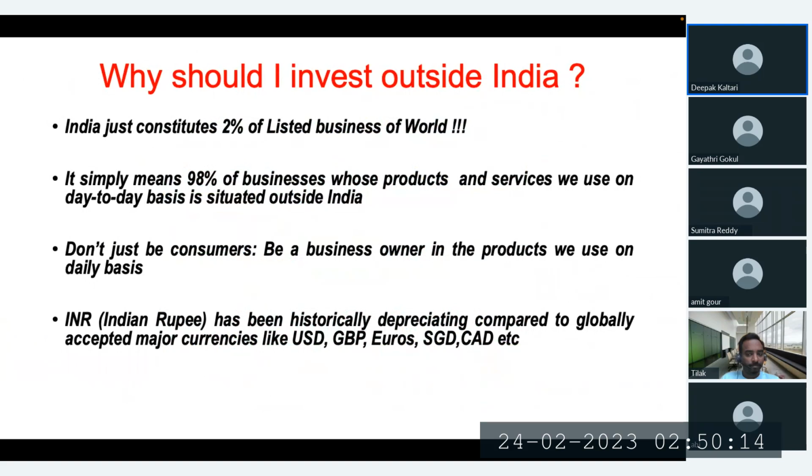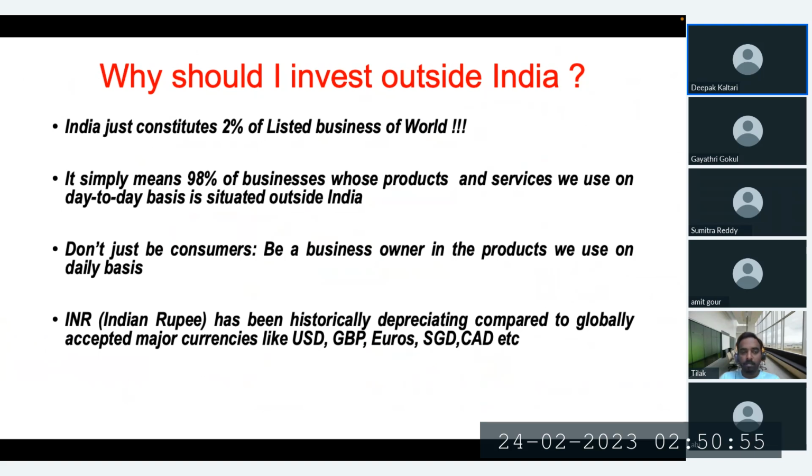So the point here is that India constitutes 2% of the listed business of the world. What does it mean? It simply means that 98% of the business, those products and services which we use on a day-to-day basis, is situated outside India. So by not investing outside India, we are missing being the owners of the companies, the products of which we consume on a day-to-day basis. Any one of us can do a homework: make a list of products which we use day in and day out, right from the time we wake up till the time we sleep, and we will be surprised that the majority of the products are not Indian.